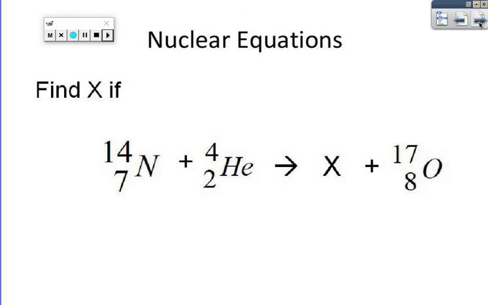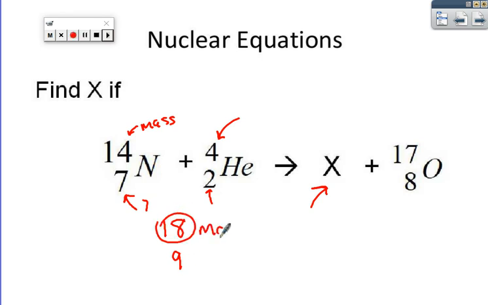So here's a nuclear equation. If I'm trying to figure out what goes here, all I have to do is look at the atomic numbers and the atomic masses. So if I'm trying to figure out what X is, I have N with an atomic mass of 14 and an atomic number of 7. If I am adding an atomic number of 2, an atomic mass of 4, I have a total atomic mass of 18, and atomic number of 9. This is my total mass going in.